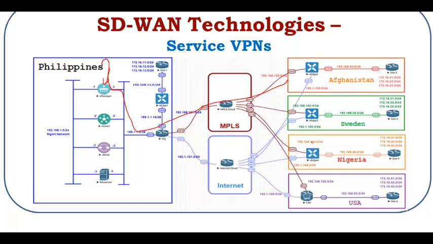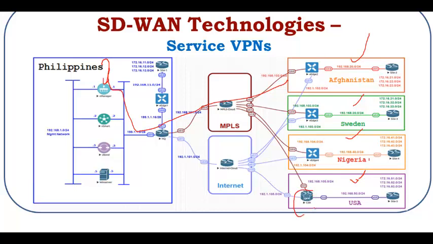Now, the protocol that we use in transport can be MPLS, can be OSPF, can be a point-to-point network, can be even static route, that doesn't matter. Likewise, for the networks within the sites, inside the Afghanistan site you may have OSPF. Inside the Sweden site, you may have BGP. Inside the Nigeria site, you may have static. Inside USA, you may have EIGRP.